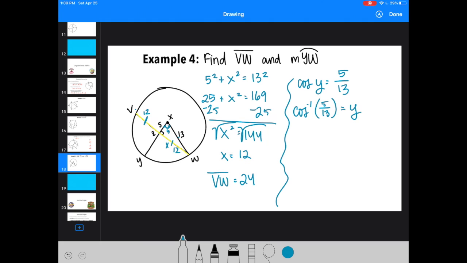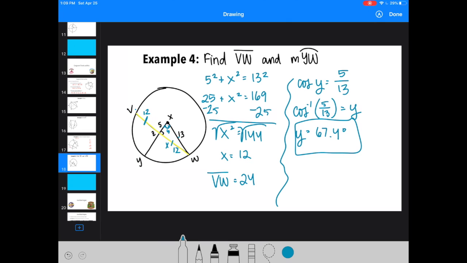All right, so inverse cosine of 5 divided by 13 gives me the angle measure of YXW, but it's also equal to the arc measure YW. That is going to equal 67.4 degrees. Okay, so I'm telling you, the skills we've built up along the way this semester do not go away.